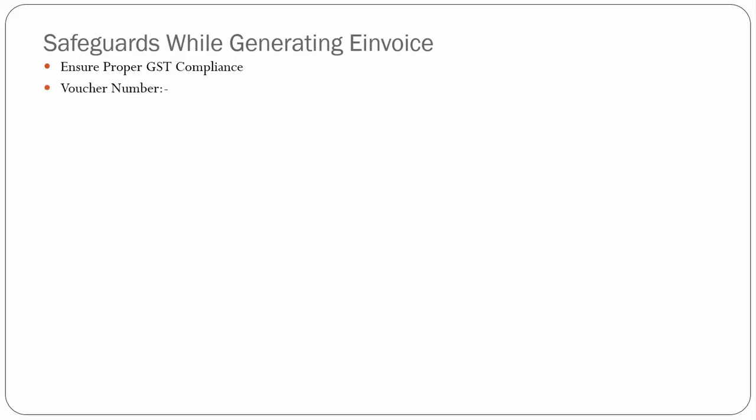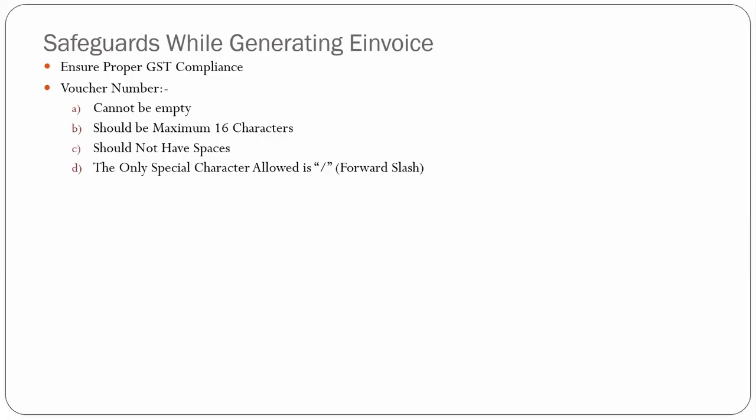Voucher number should not be empty. While Tally allows it, it should not be empty for your e-invoice. Maximum of 16 characters, should not have spaces. The only special character allowed is /. The first character cannot be 0 or /.